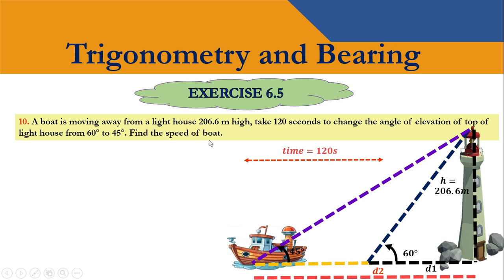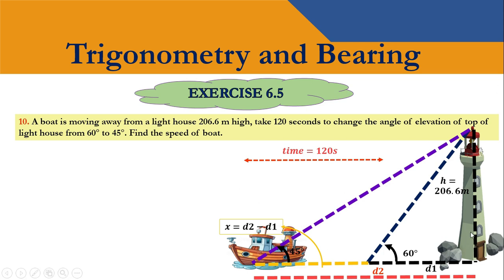We have to calculate the speed of the boat. To calculate the speed of the boat we need the distance which is traveled in 120 seconds. So in 120 seconds the boat moves from the initial position to the final position. This yellow line is showing the distance which the boat travels in 120 seconds. So we have to calculate the distance d2 minus d1, which is equal to x. We need this x distance and we have the time. So first we calculate the x distance to calculate the velocity of the boat.